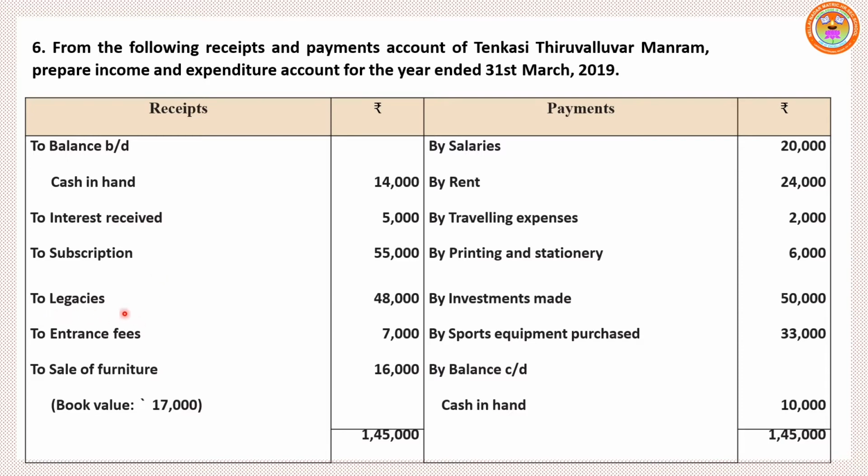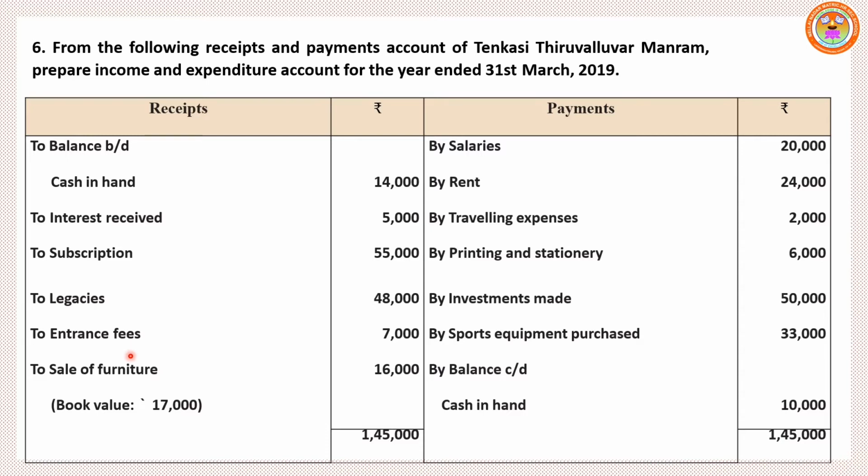Legacies: once in a while we are going to receive legacies. So it is non-recurring in nature. It is a capital transaction, a capital receipt. It should be omitted. Then entrance fees are also recurring in nature, so they will come under the income side.